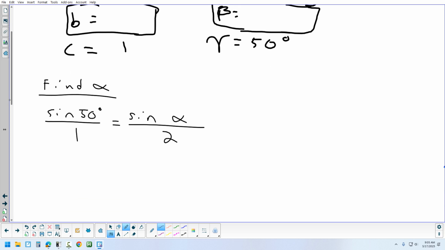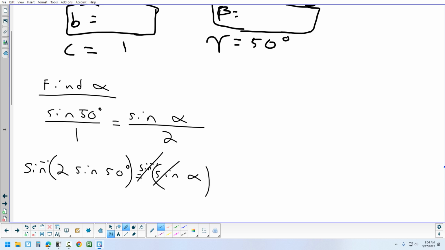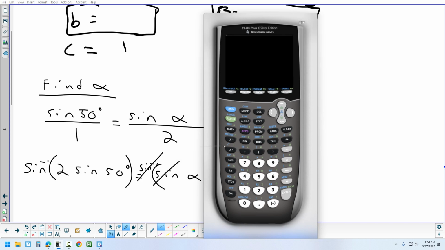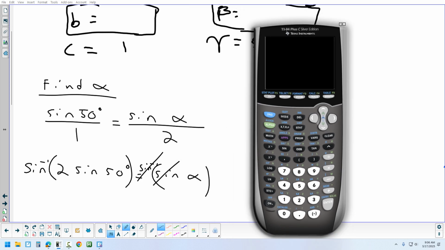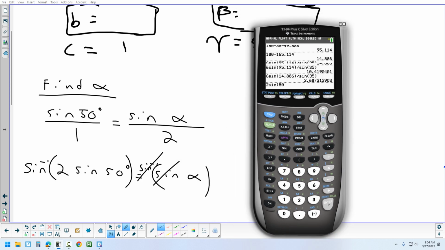So all I need to do is multiply both sides by 2. And I get 2 sine 50 equals sine alpha. And my last step to get alpha alone in that equation is, yep, I'll take the inverse sine. Perfect. Okay, so remember, inverse and regular sine will cancel each other out. And now let's look at 2 sine 50. 2 sine 50 comes out to 1.53.